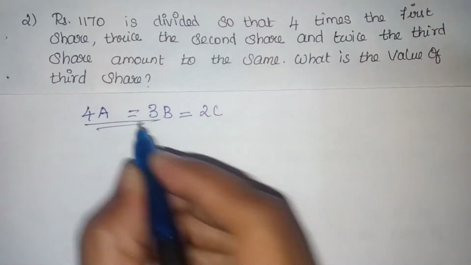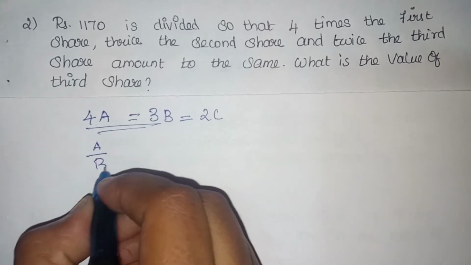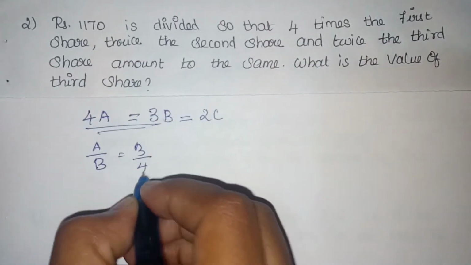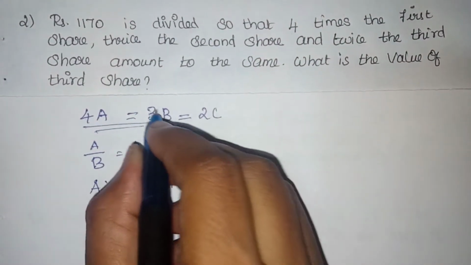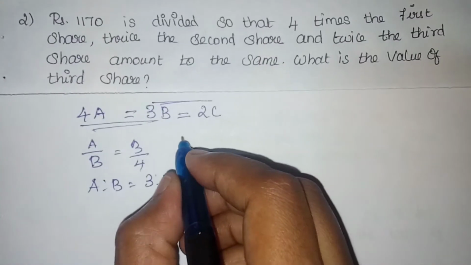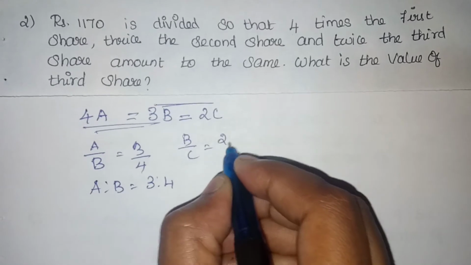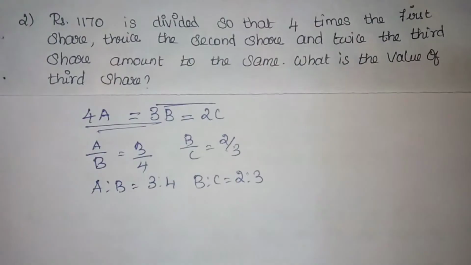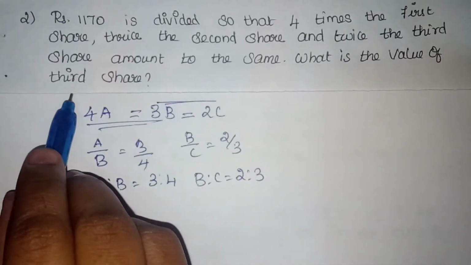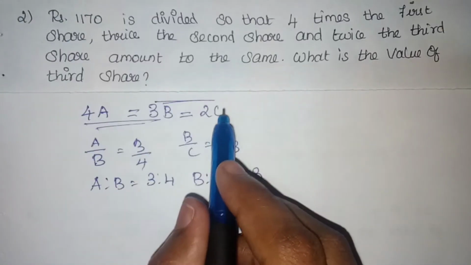Let us equate these two. So if I equate, I'll get A by B will be equal to 3 by 4. From this I can say A is to B will be equal to 3 is to 4. Now I am going to equate these two. So from this I can say B by C is equal to 2 by 3. So the ratio of B is to C will be equal to 2 is to 3. So here we have to find the third person's share, that is third share, that is C.